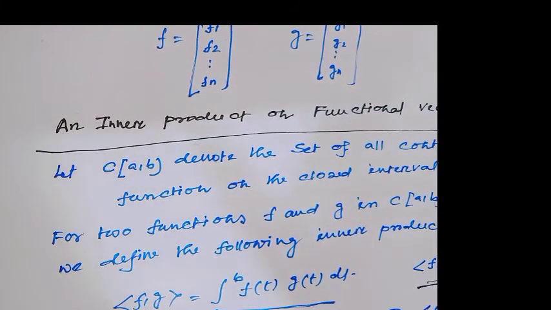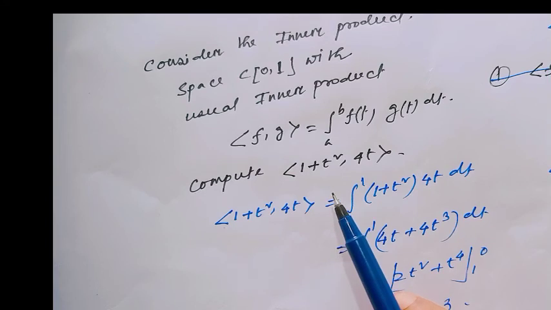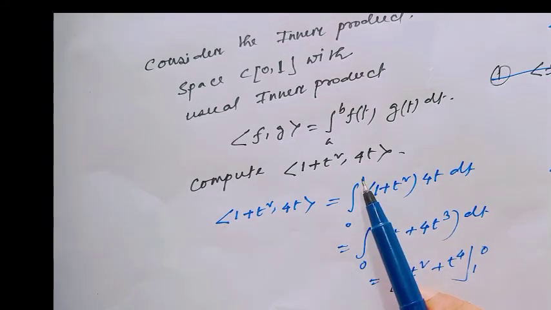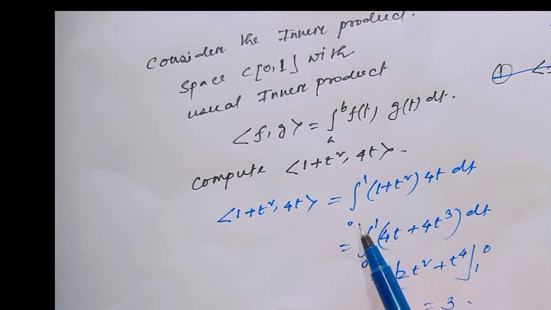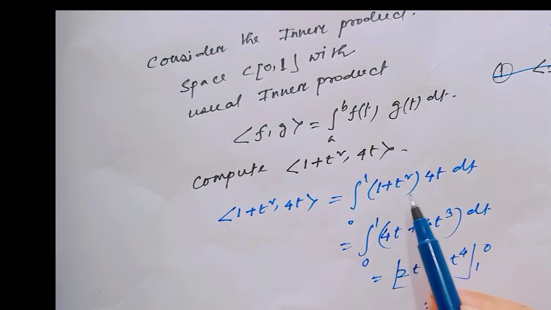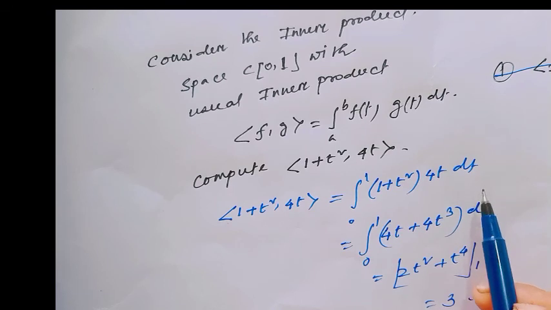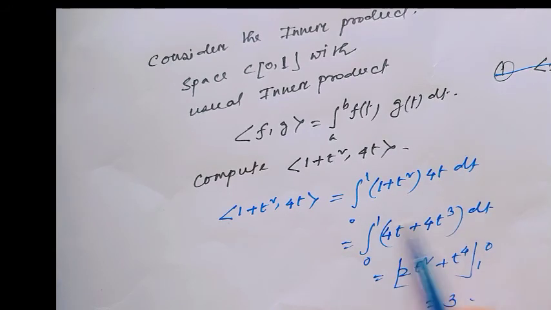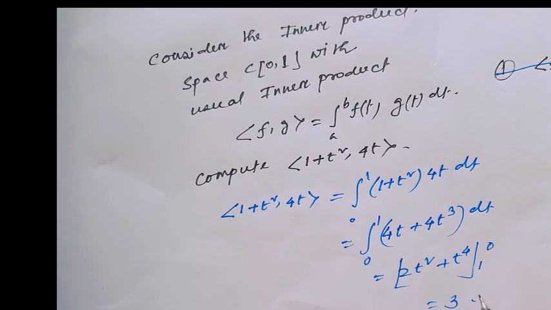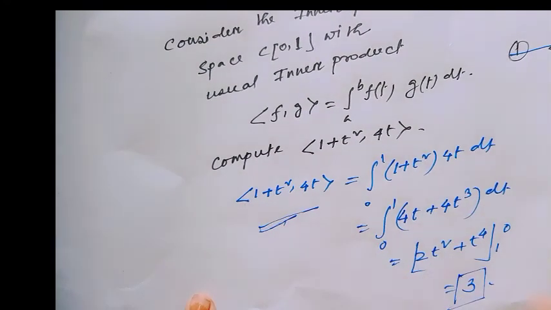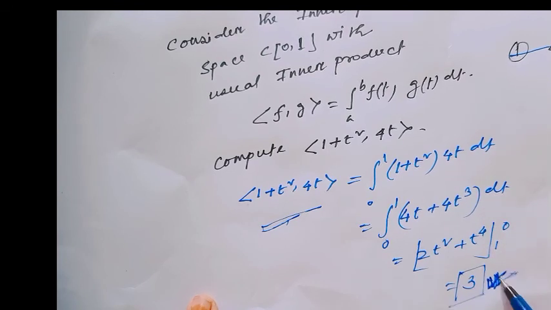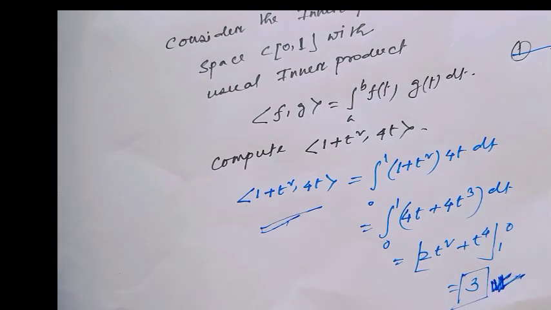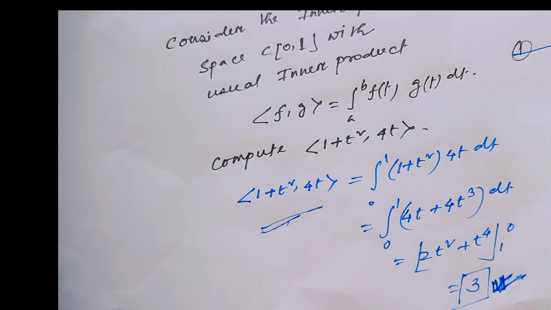Okay? Well, let's see one example. Compute the inner product of 1 plus t square comma 4t. This is equal to integration from 0 to 1 of (1 plus t square) times 4t dt. And if we find the integral, then this value would be 3. Therefore, the value of the inner product would be 3. Notice, this is a scalar number. Are you getting how we have to find the inner product?